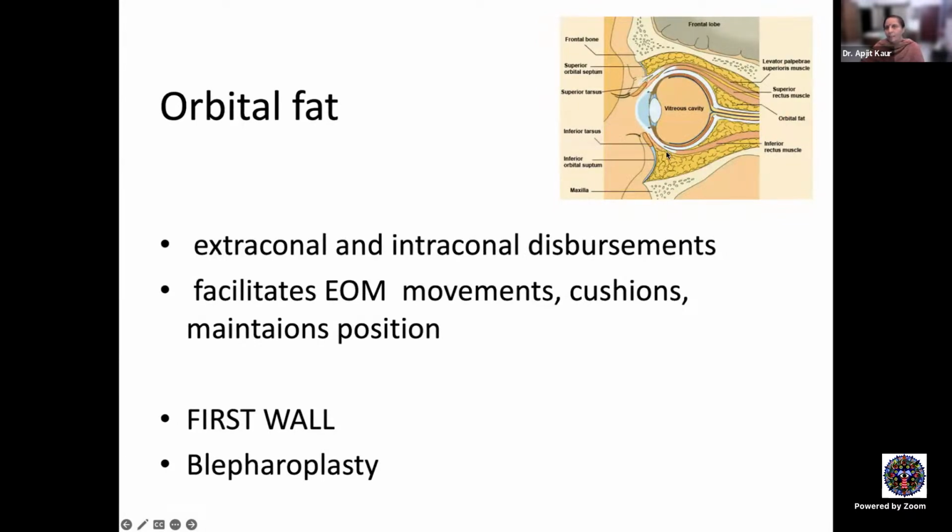All this, the septum and the periorbita, they hold this yellow part, which is the orbital fat, which has extraconal and intraconal divisions. And this acts as a cushion. So it facilitates external ocular movement. It cushions and absorbs impact and maintains, sorry for the spelling, the position of the eyeball.